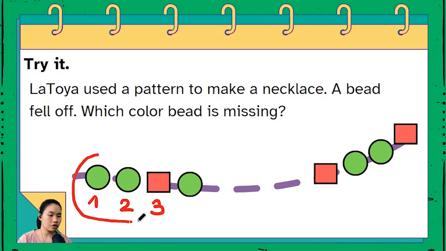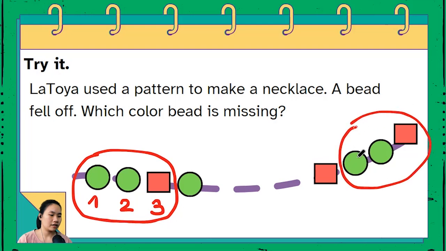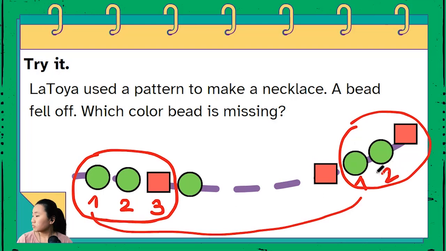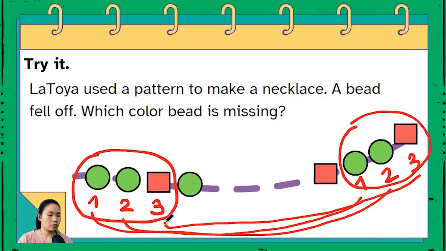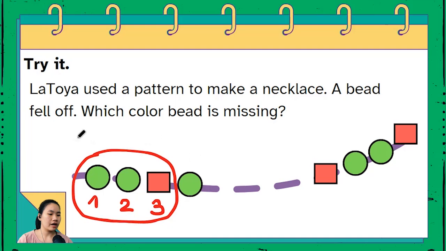A circle, then a square. 1, 2, 3. If you want to check whether or not this makes sense, you can go back here. 1 is a circle. 2 is another circle. And 3 is the square. 1, 2, 3, it matches. Okay, so now that we have our pattern unit, let's move on to the next step of our problem-solving strategy.